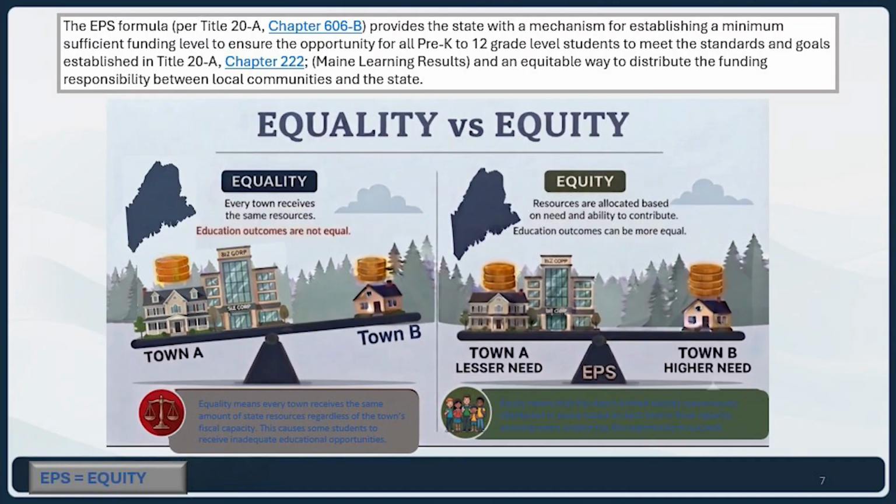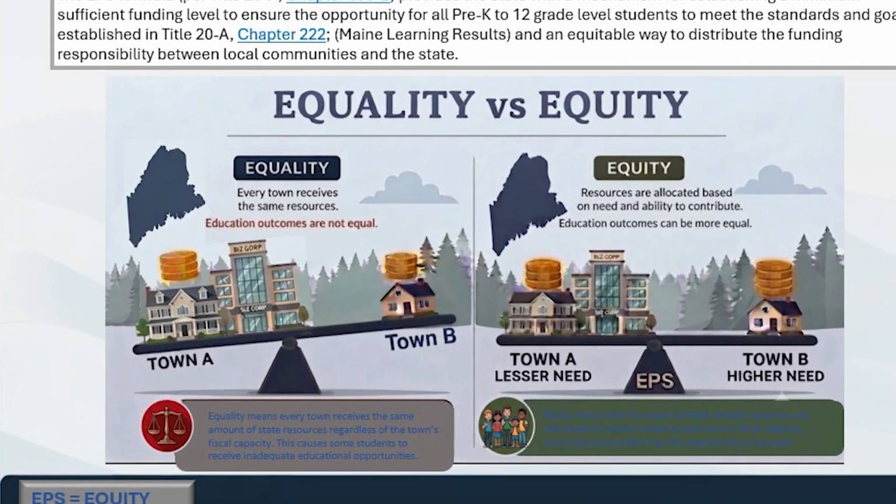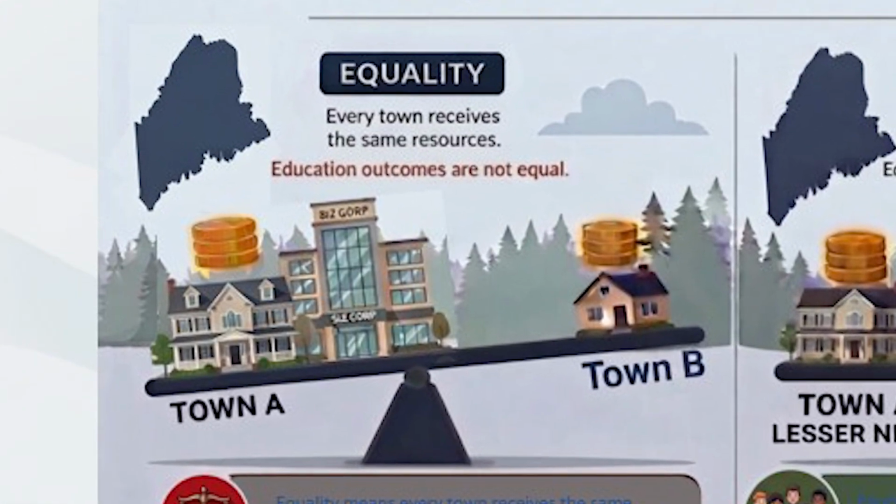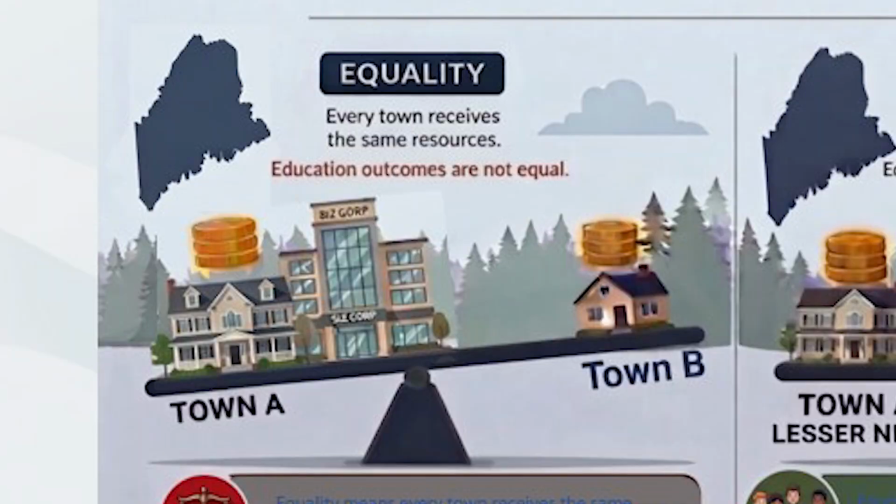The reason we have EPS is that when we first started with state subsidy funding, it all went out to towns based on a per pupil amount. Everybody had equality. Everybody received the same amount based on a per pupil cost. But it caused educational outcomes that were not equal, because there are some towns, as you know, that have the resources of a higher tax base. They're able to provide their students more. And there are towns in rural Maine that don't have a lot of tax base, so their students were not having an equal education.